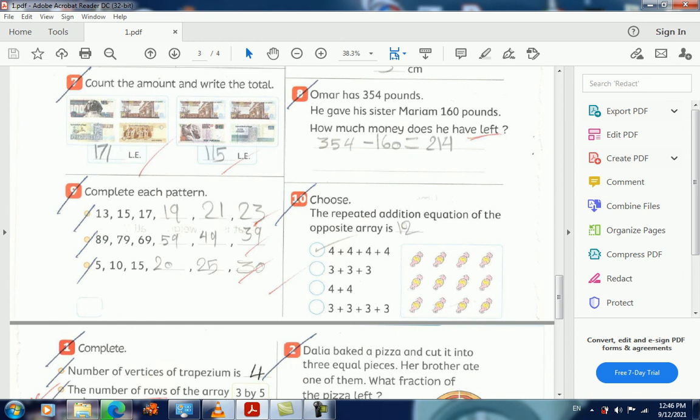The other 4 banknotes, we got 50 and 50, so this means 100. And extra 10, so 110. Then another 5, so 115.